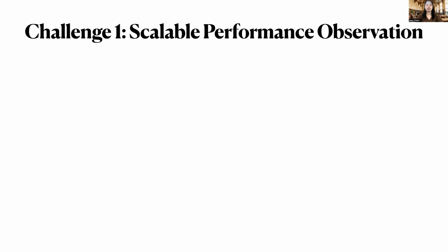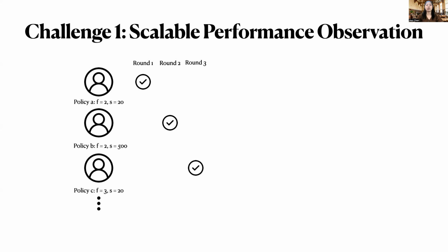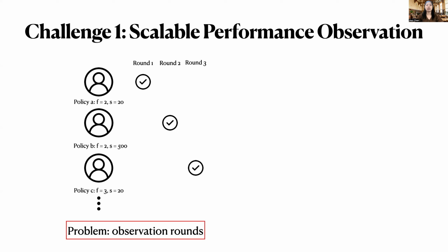For performance observation, the straightforward approach is to run each policy for a round and observe its performance. However, this method is impractical with a substantial number of policies, as it takes too many observation rounds. Each round requires sufficient requests to measure the performance of the deployed policy. These observation rounds may not conclude before the traffic changes. With more resources, we can use shadow caches.